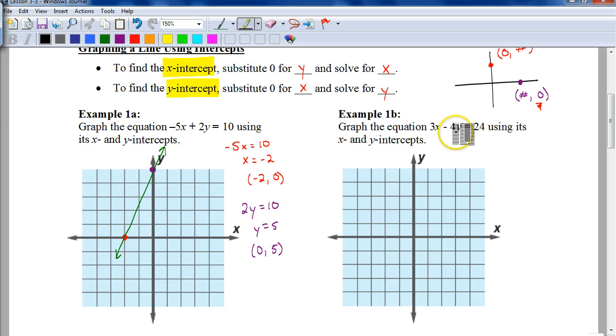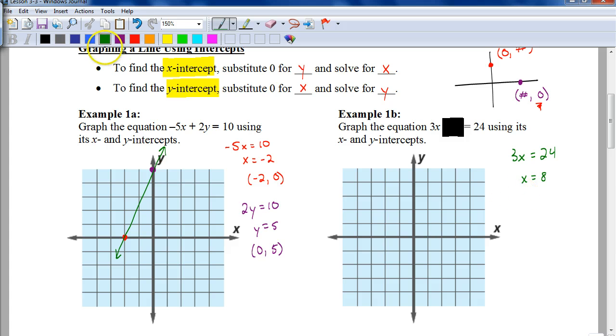Okay, again, what we can do to figure out the x-intercept is replace y with 0. In essence, that means that we're going to ignore the y there. So now I have 3x equals 24, so that means x equals 8. So my x-intercept is 8 there.